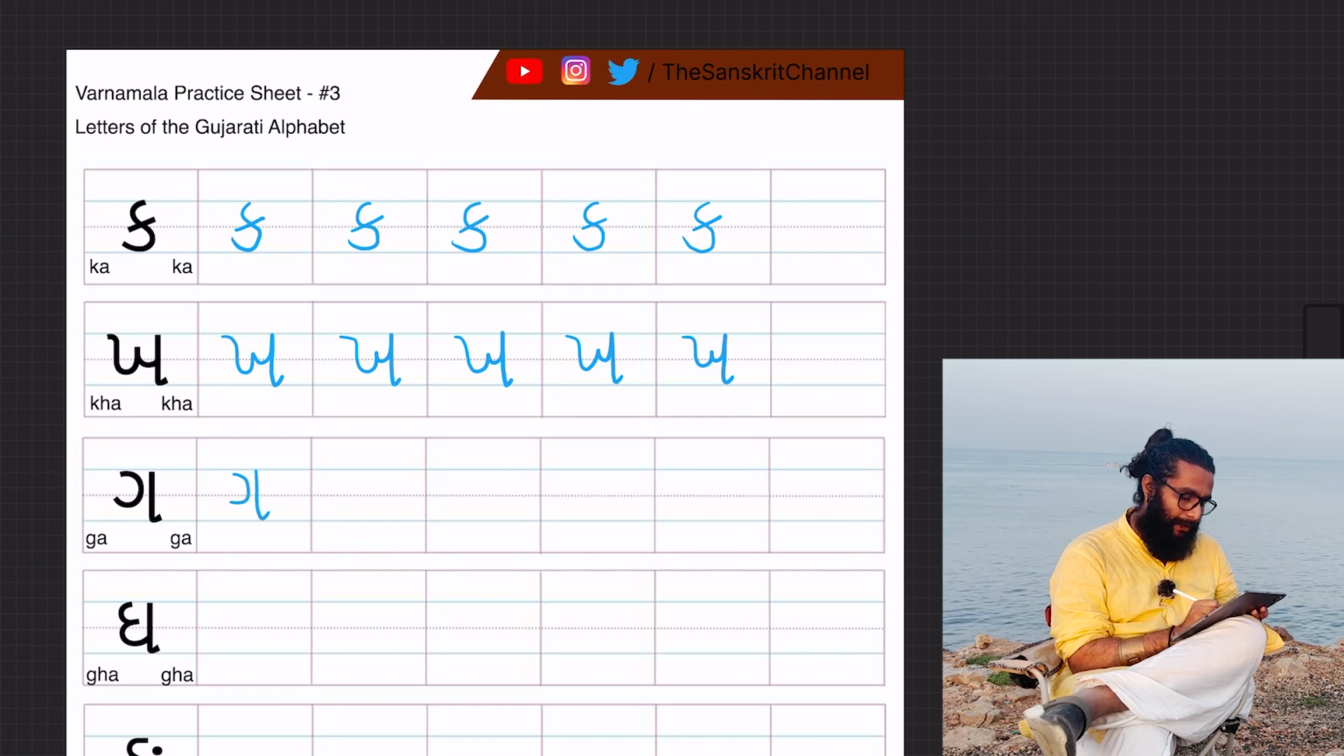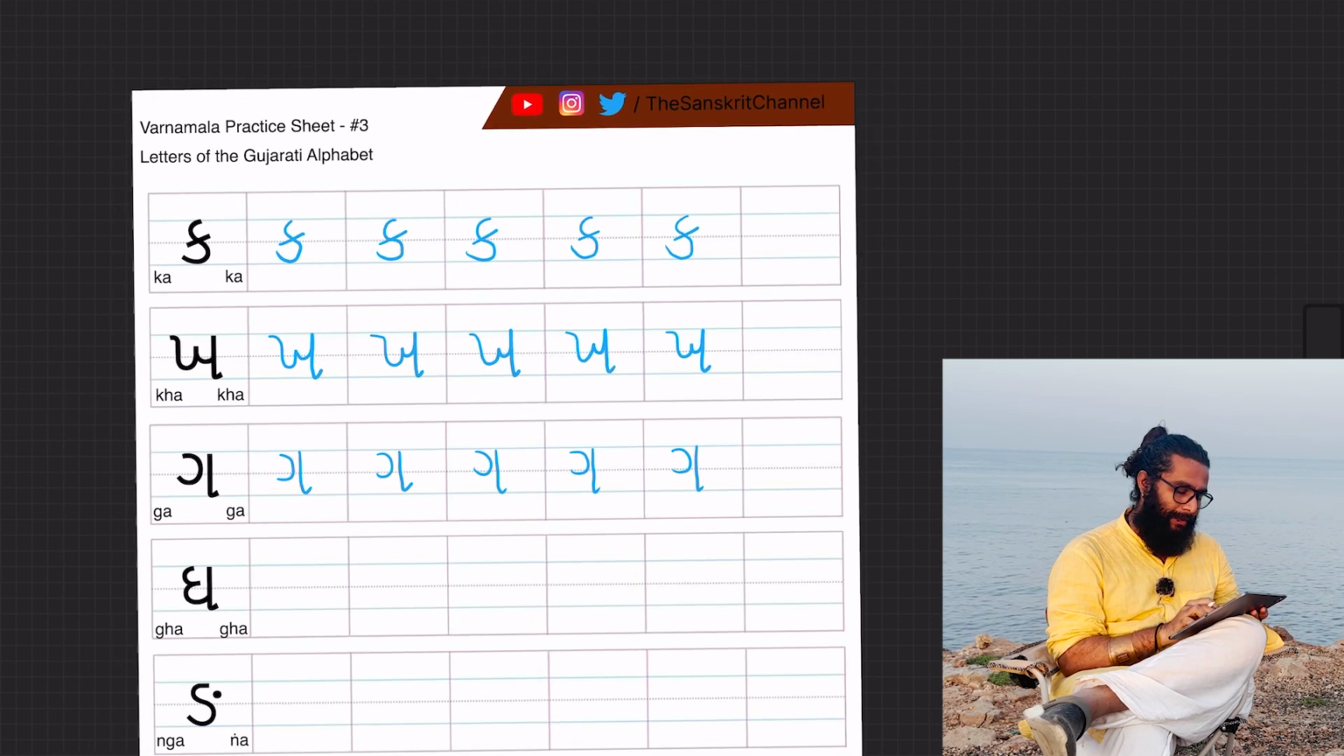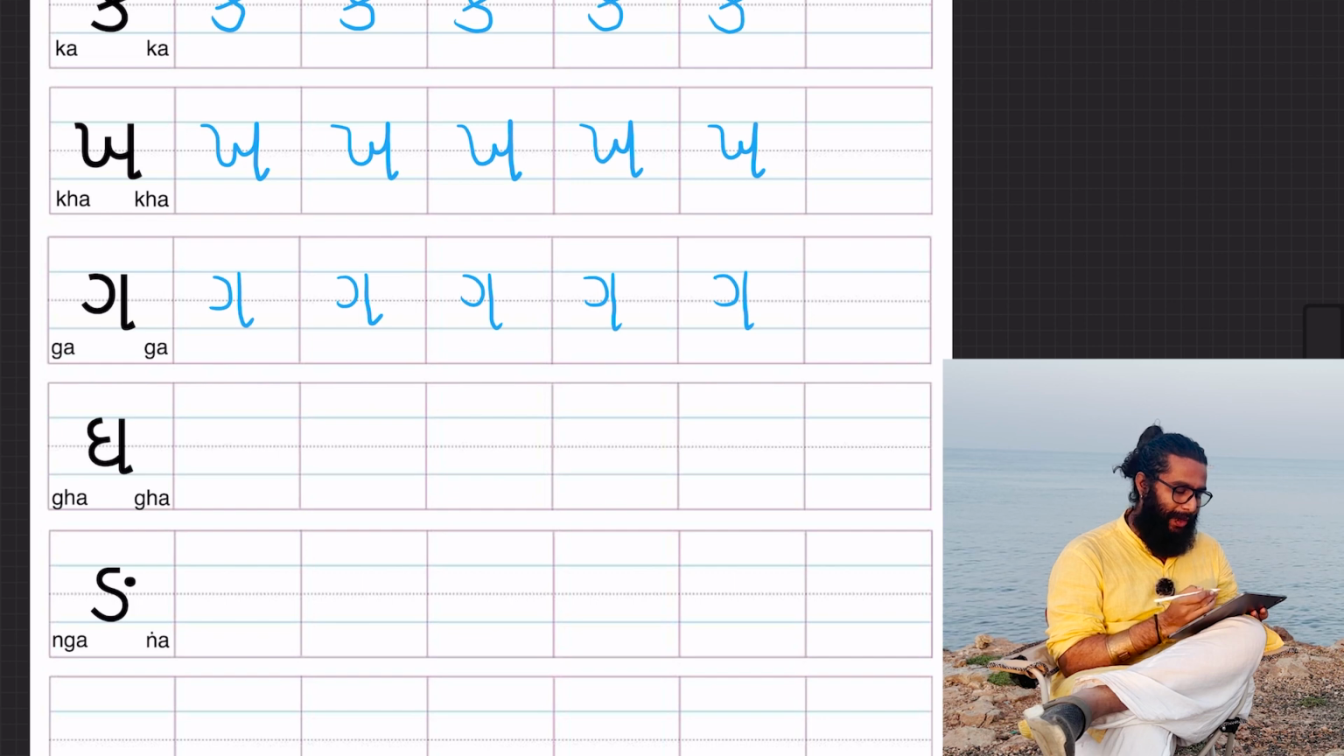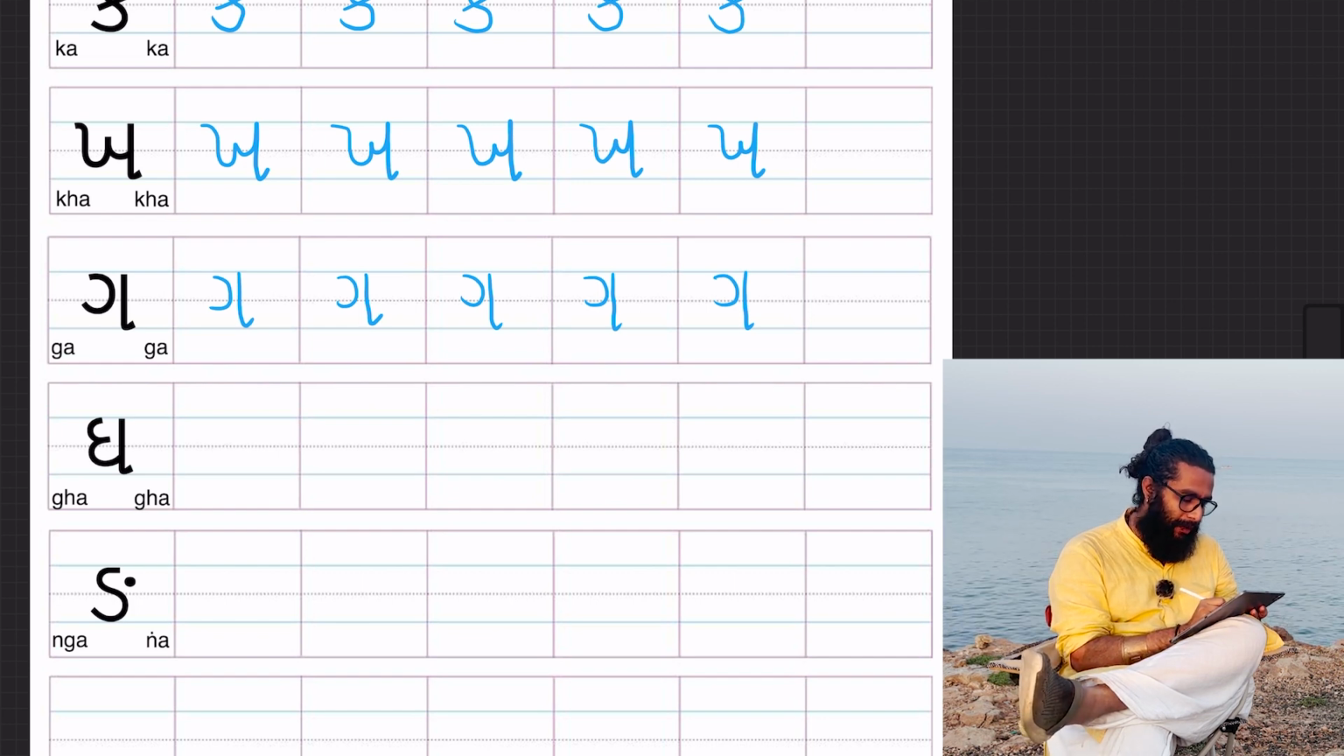Ga, ga, ga, ga, ga. The next consonant, you might guess it, is the Mahaprana variant of ga, which is gha.